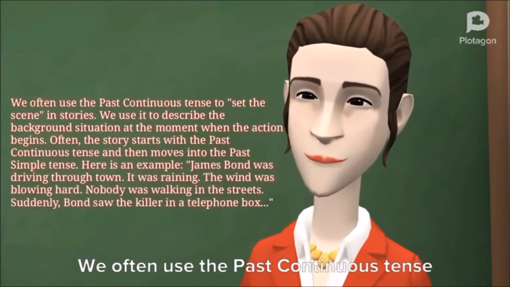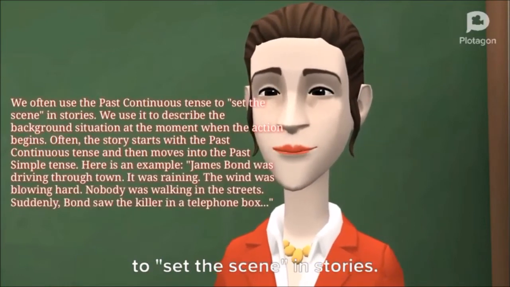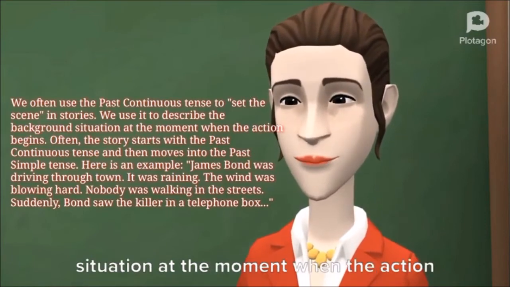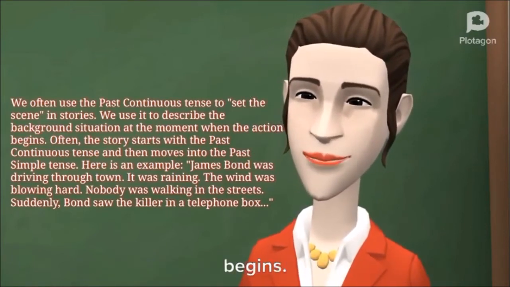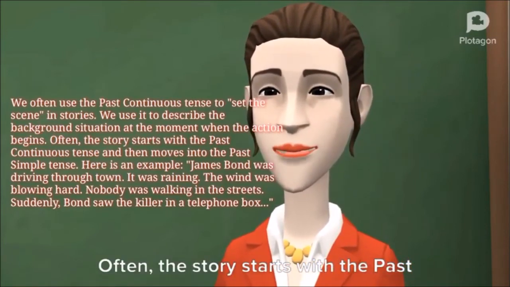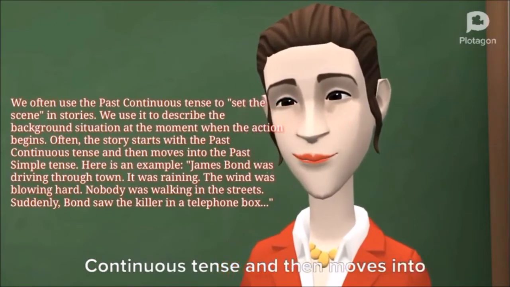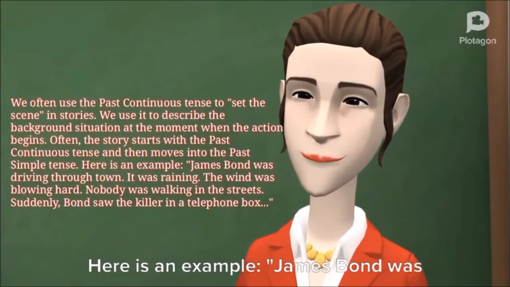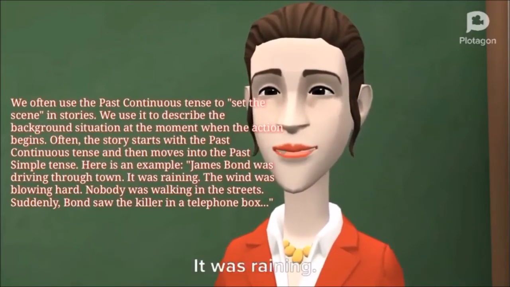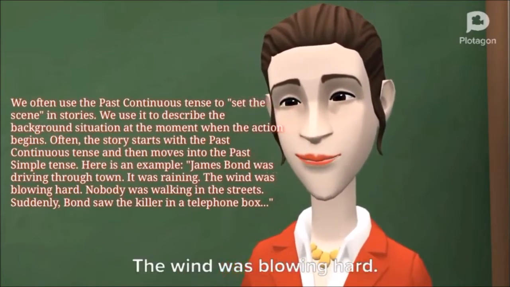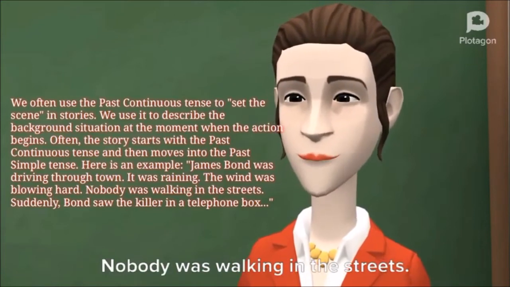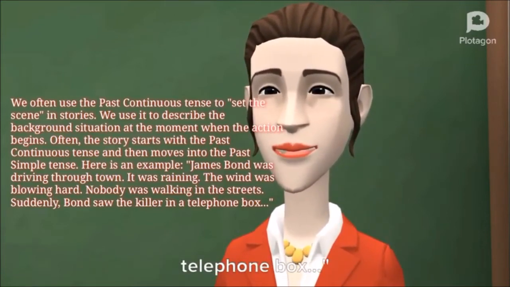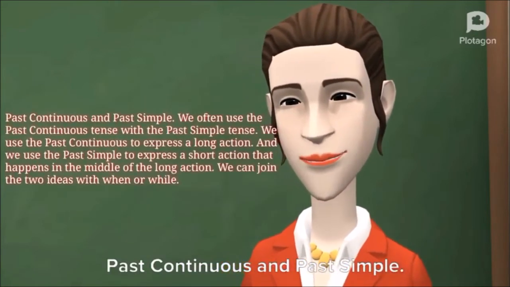We often use the past continuous tense to set the scene in stories. We use it to describe the background situation at the moment when the action begins. Often, the story starts with the past continuous tense and then moves into the past simple tense. Here is an example. James Bond was driving through town. It was raining. The wind was blowing hard. Nobody was walking in the streets. Suddenly, Bond saw the killer in a telephone box.